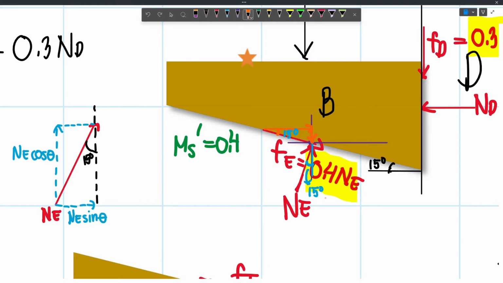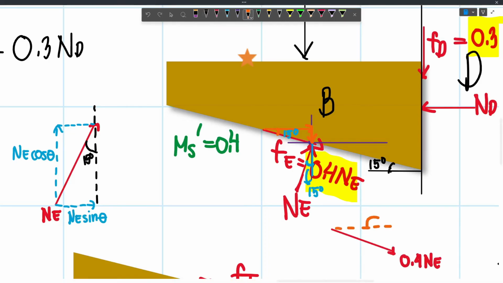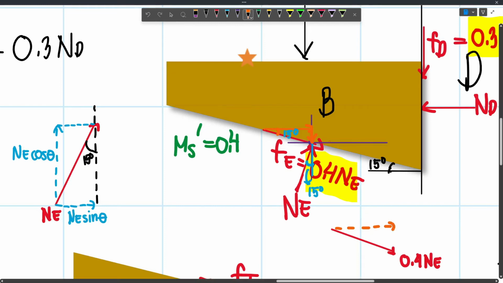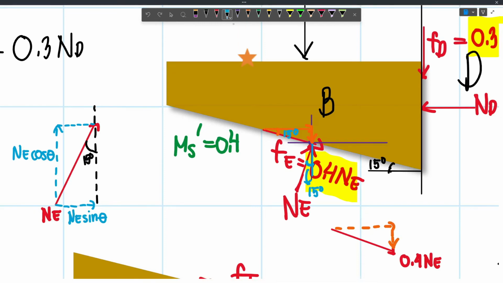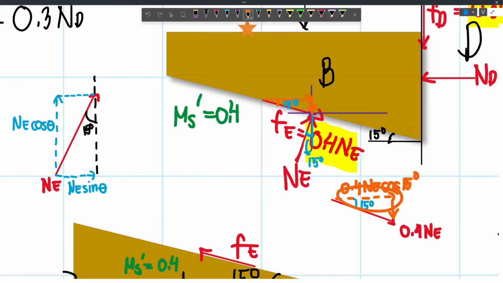Now redrawing that one, we have 0.4 NE, and then we will draw this line. This is the horizontal component, and then this is the vertical component. Now again, this is 15 degrees, and so this component will be 0.4 NE cosine of 15, because this is the adjacent side.